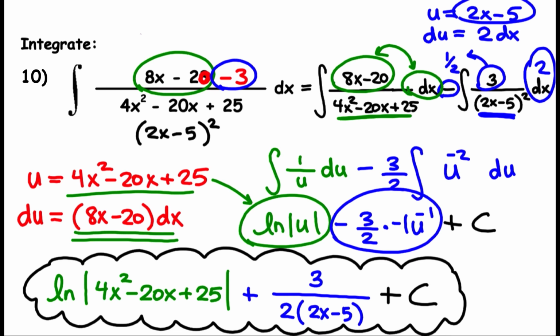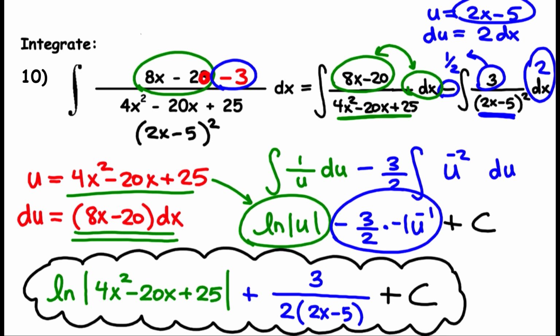Some people will ask, is it okay on the blue part if I distribute the 2 and make it 4x minus 10? I'm like, yeah, that's totally fine. Other people are like, can I leave it as 2x minus 5, the negative first power up top? I'm like, yeah, as long as it means the same thing, you're okay.